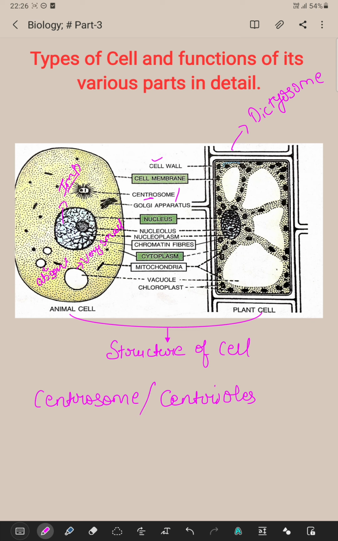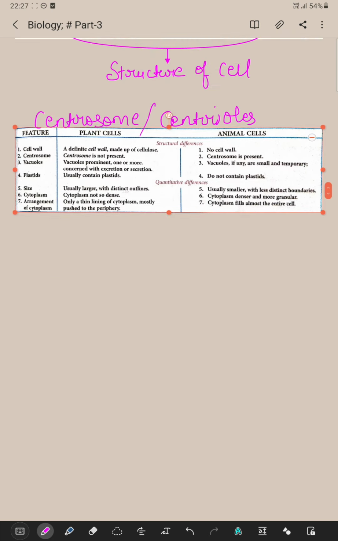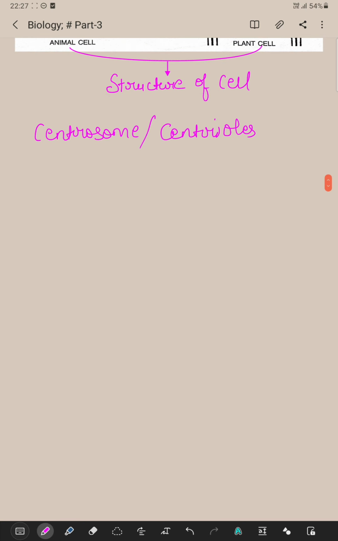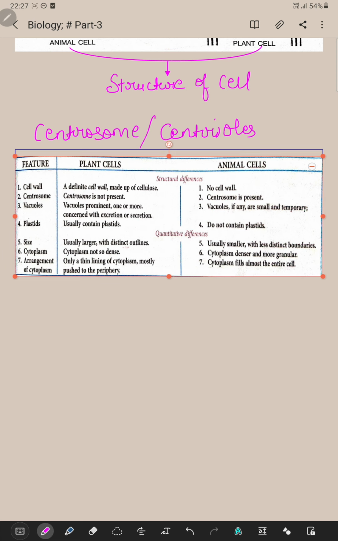Now what are the differences between these? Let's understand the differences. So here we have the differences between plant and animal cell. Let me bring it to the upper side so that it becomes easier for us to understand it, and let me stretch this out.